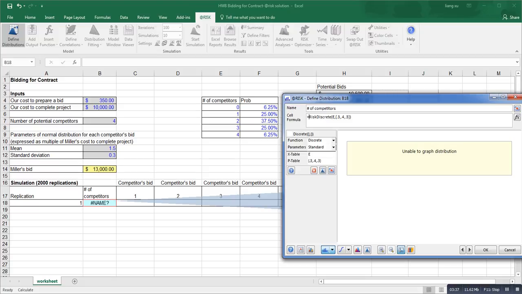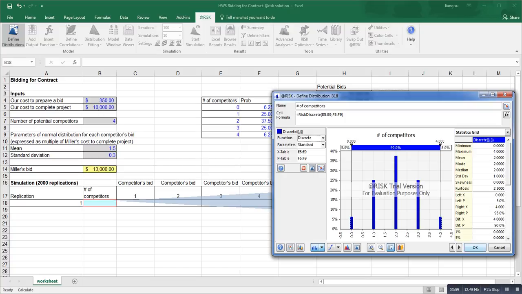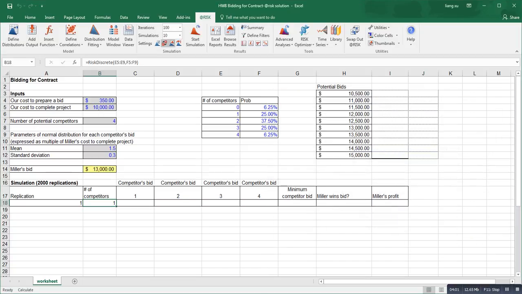E line. That's the possible number of competitors, and their corresponding chance of taking each value is from F5 to F line. It gives you a quick preview of the distribution. It looks like this. Press OK. Every time you hit F line, you should see a different realization of the number of competitors. In this case, there are 2 competitors, which means the first 2 competitors would place a bid.